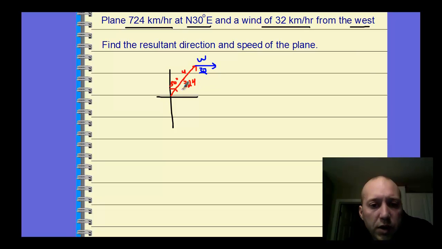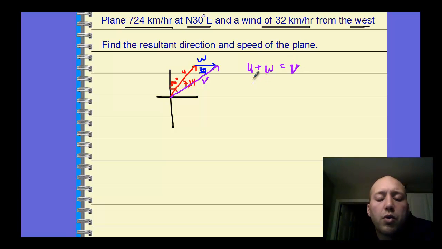Well, the wind ends up pushing the plane to the right a bit in this motion. It will actually help it out a little bit too, because it's from behind, so it will push the plane and should speed the plane up. If we think about our vector notation, U plus W would equal the final vector, we'll call it V. And so we have to go through our math.